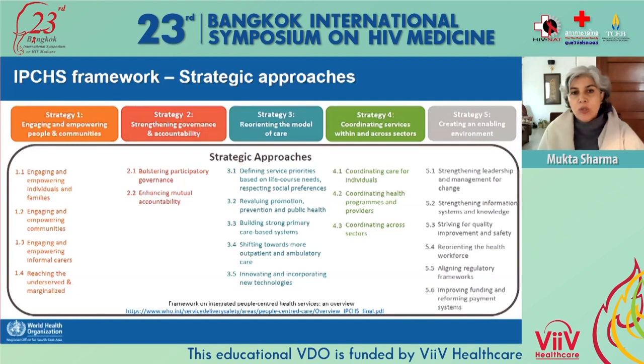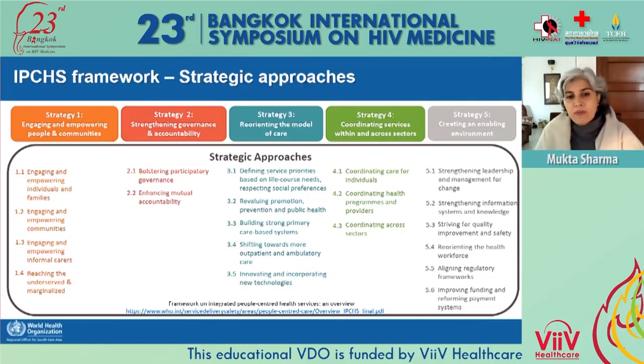So if we go to the reorientation of the model of care, there are 5 or 6 key areas to think about. The first is, if we are going to reorient the model of care, what is very important is that there are national health policies and strategies which promote integrated people-centered health services. And we have to define service priorities based on life course needs. Obviously, the social preferences have to be thought about, but the big principle here is the model of care has to assess life course needs.